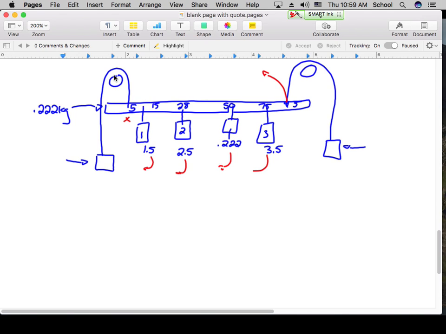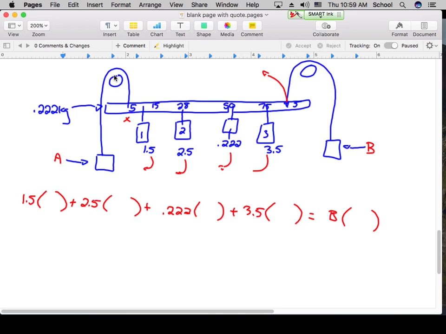Okay. So we're going to have 1.5 times his distance plus 2.5 times his distance plus 2.5, I can write, times its distance, that's a 2, plus 3.5 times his distance is going to equal my unknown, let's call this side B and this side A, just for fun. So we're going to have B times his distance over here. And those two sides should equal each other out. The total clockwise should equal the total counterclockwise.